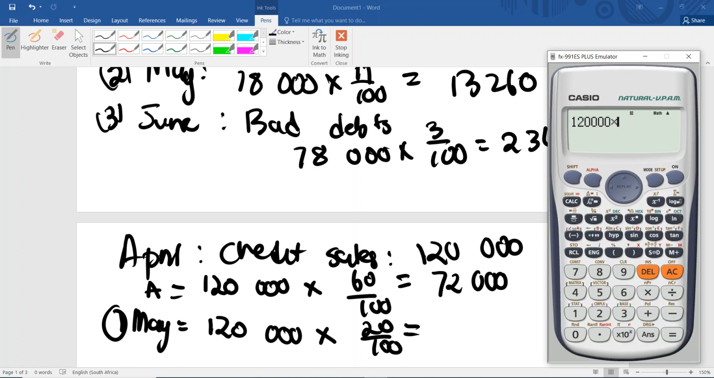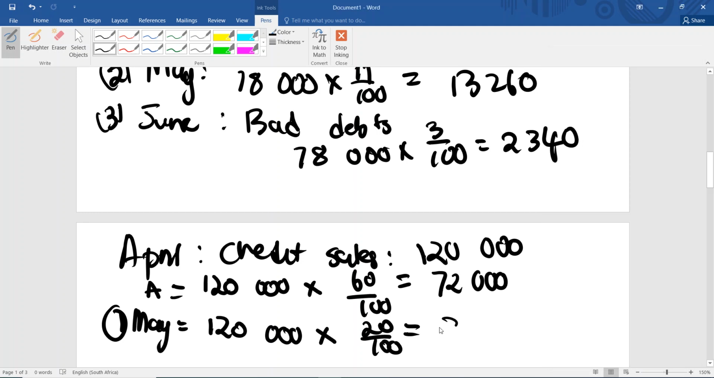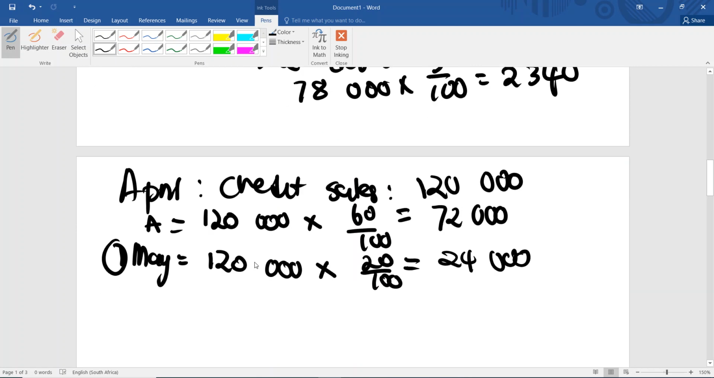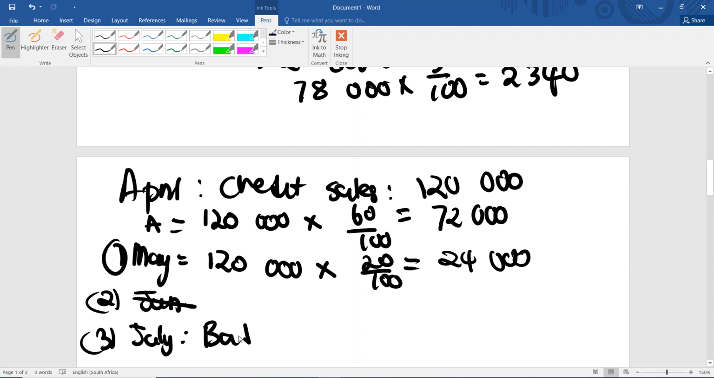120,000 multiplied by 0.20 is giving us 24,000. So we would have 24,000 here. And remember, we are ending in the month of May. So for June, the second month, we will not collect anything because it's outside the budgeted period. And then in the third month, we are going to write off our bad debts. The third month is July. Our bad debts is going to be 120,000 times 3 over 100.